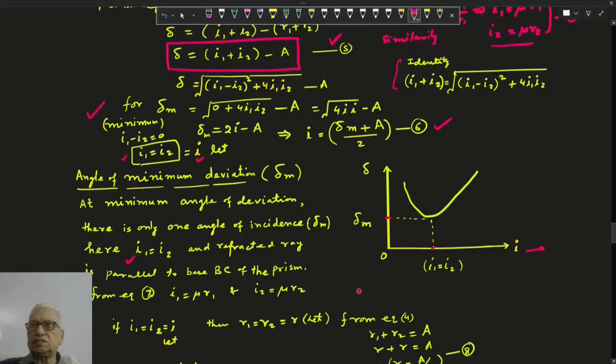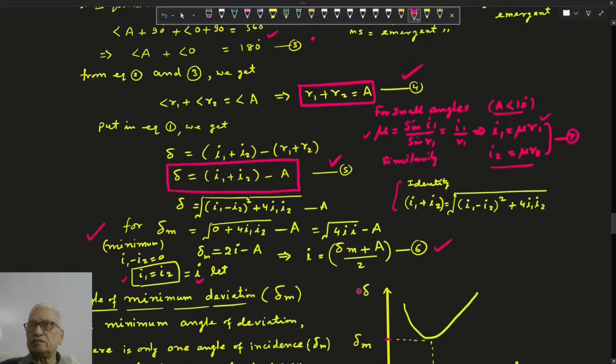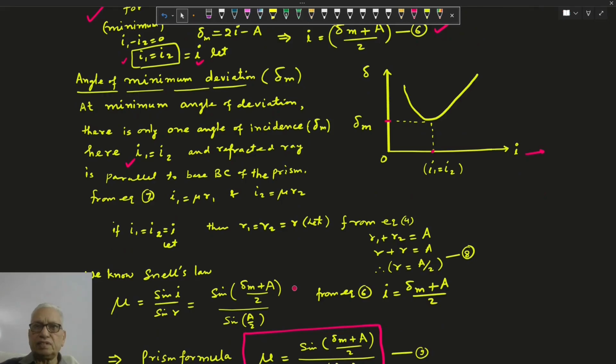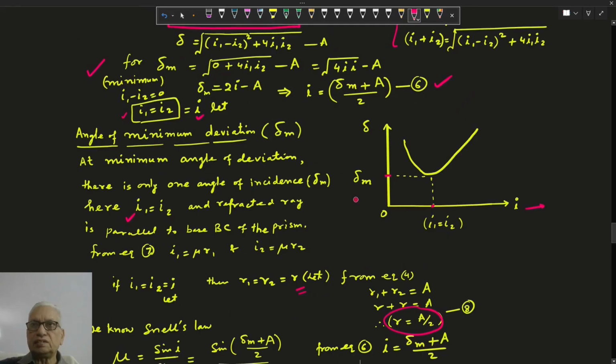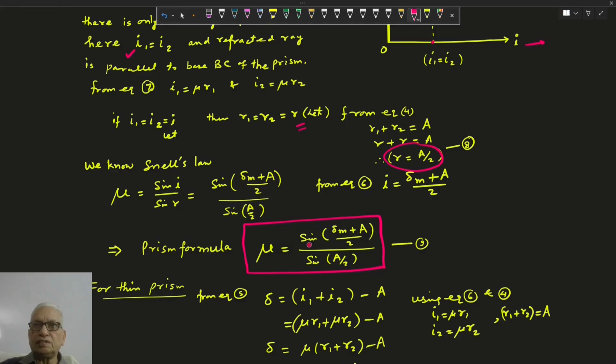And with this relation, by equation 7, I1 is equal to mu R1, I2 is equal to mu R2. If I1 and I2 are the same, then R1 and R2 are also the same. Let R1 plus R2 be R plus R, so 2R is equal to A, so R is equal to A by 2. And from equation 6 we got I. So Snell's law, mu equal to sin I upon sin R.